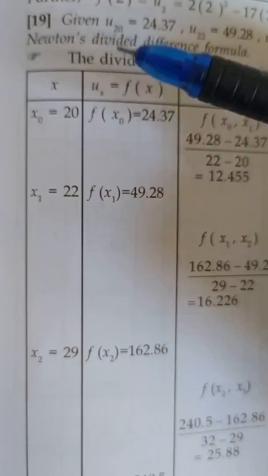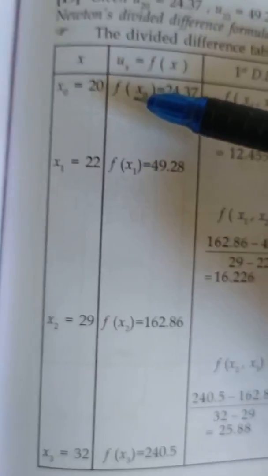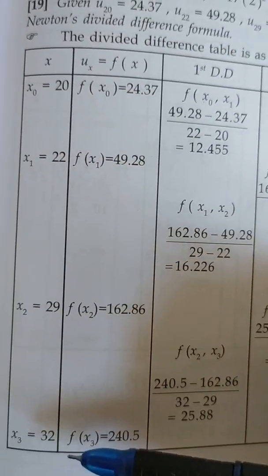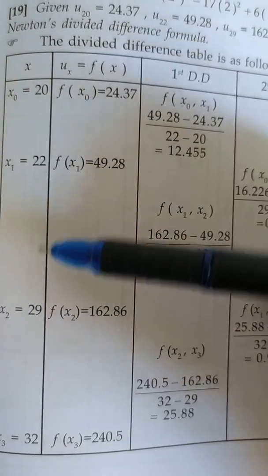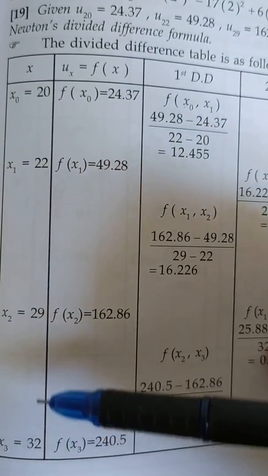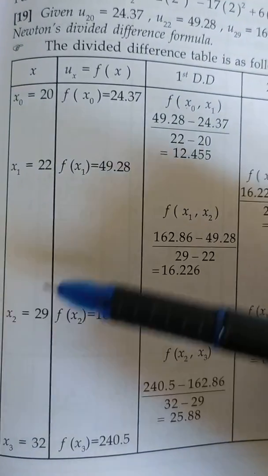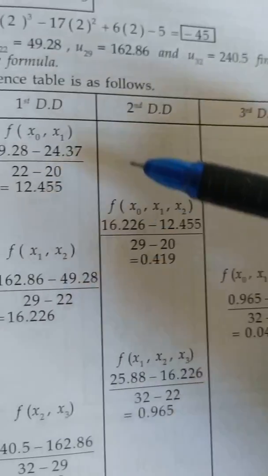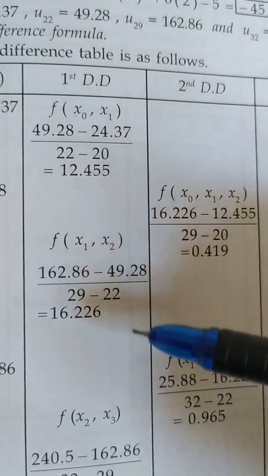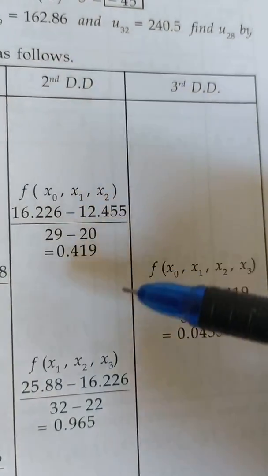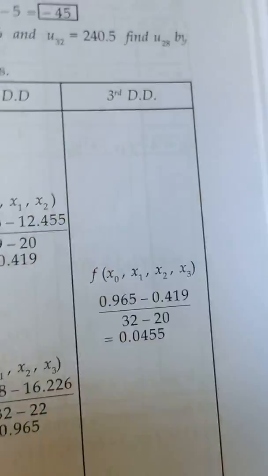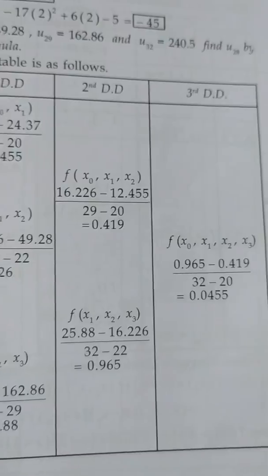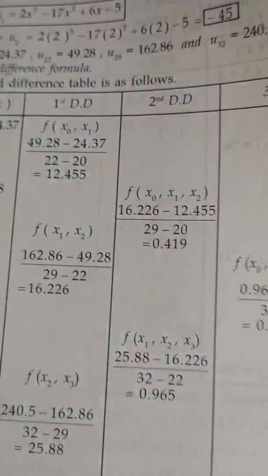Now construct the difference table. 20, 22, 29, 32. What is the difference? Here 2, here 7, and here it is 3, unequal. And the f of x values, same, divided differences. See, second divided difference, third divided difference. Here we get values in terms of decimals.